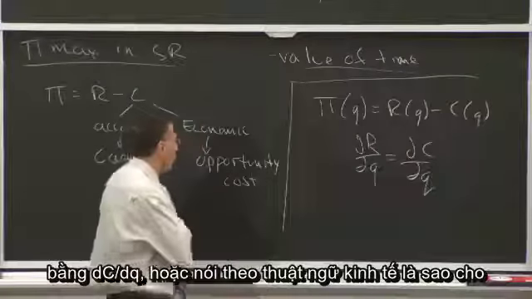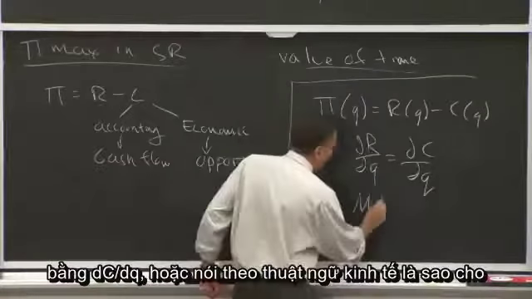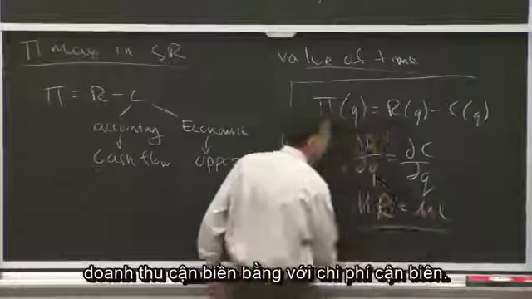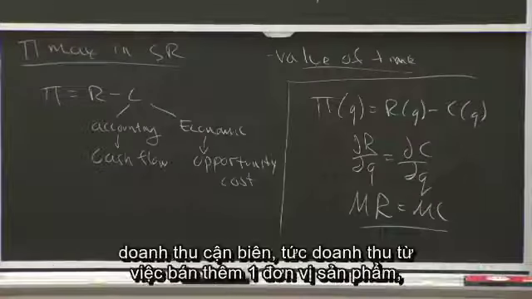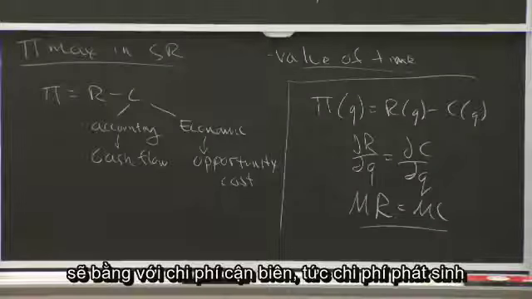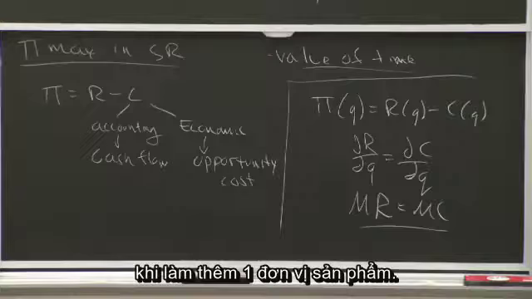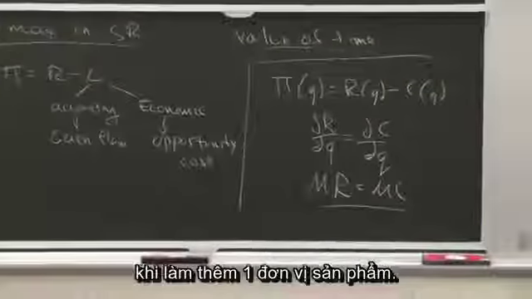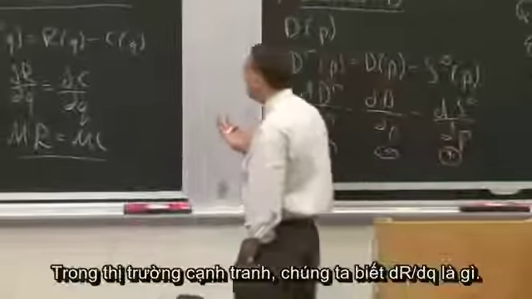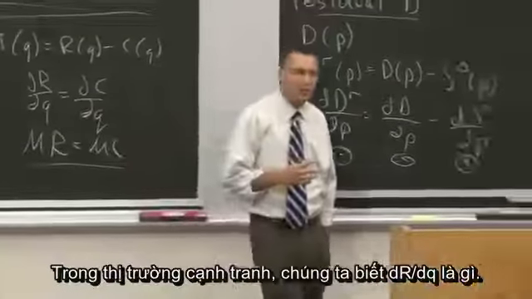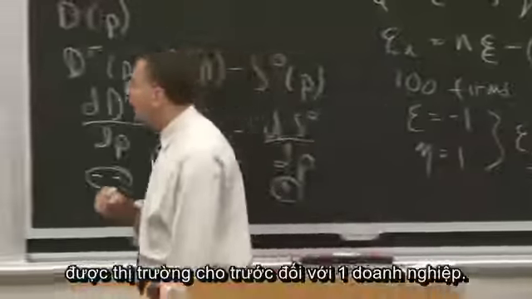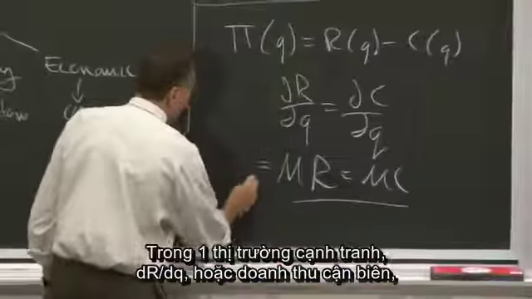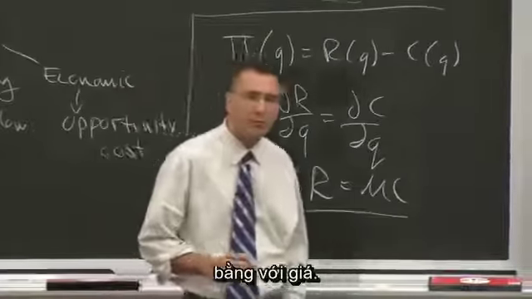Okay? Or, to put it in economic terms, that's where marginal revenue equals marginal costs. The firm will choose to produce a quantity q where its marginal revenue, which is the revenue made from selling the next unit, equals its marginal cost, which is the cost incurred by making the next unit. Okay? Well, in a competitive market, we know what dR/dq is. Because remember, in a competitive market, dR/dq is given to the firm by the market. In a competitive market, dR/dq, or marginal revenue, equals the price. The price is given to the firm.